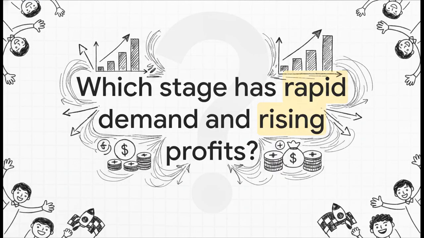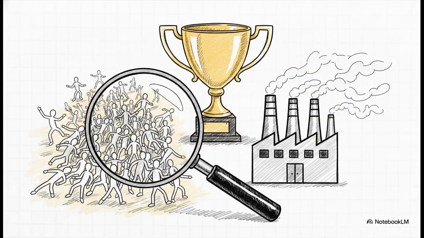Let's try scenario 2. The market signals are shifting. We are seeing rapidly increasing demand and expanding customer base, new competitors eagerly jumping into the space, and importantly, rising profitability. Where are we now? For sure, that is the growth stage. That initial uncertainty of the embryonic phase is totally gone, and economies of scale are finally starting to work in your favor.